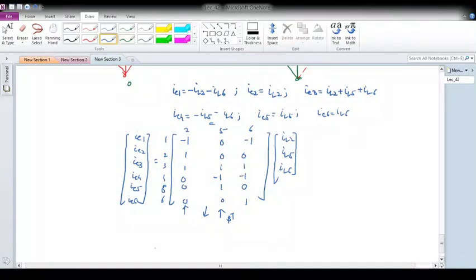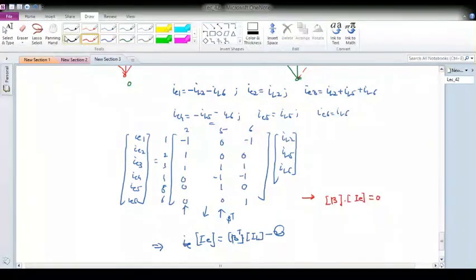Then I can also write that the element current vector will be equal to this B transpose, the transpose of the tie-set matrix, into the loop current vector IL. So this is my second equation. How many equations did we get from this tie-set method, which will be useful for solving the mesh analysis? One equation is the B matrix into the element currents will be equal to 0, not the currents, they are the voltages, right?